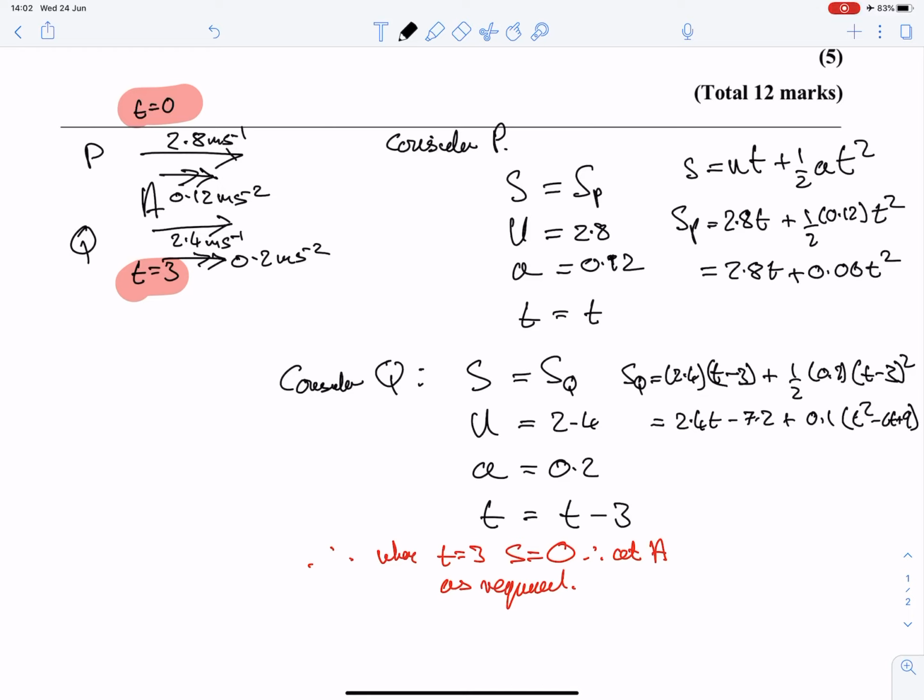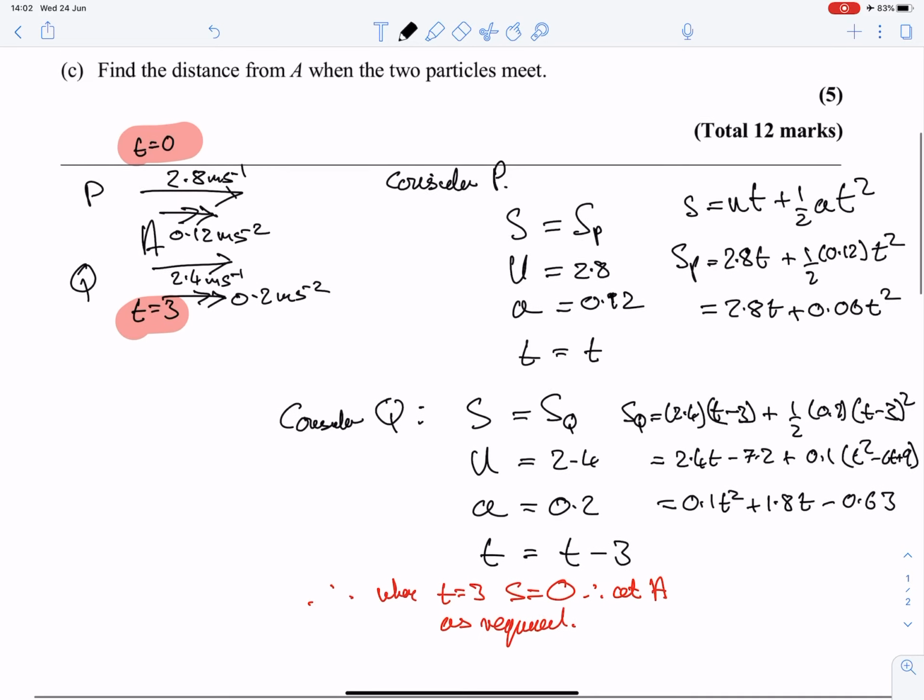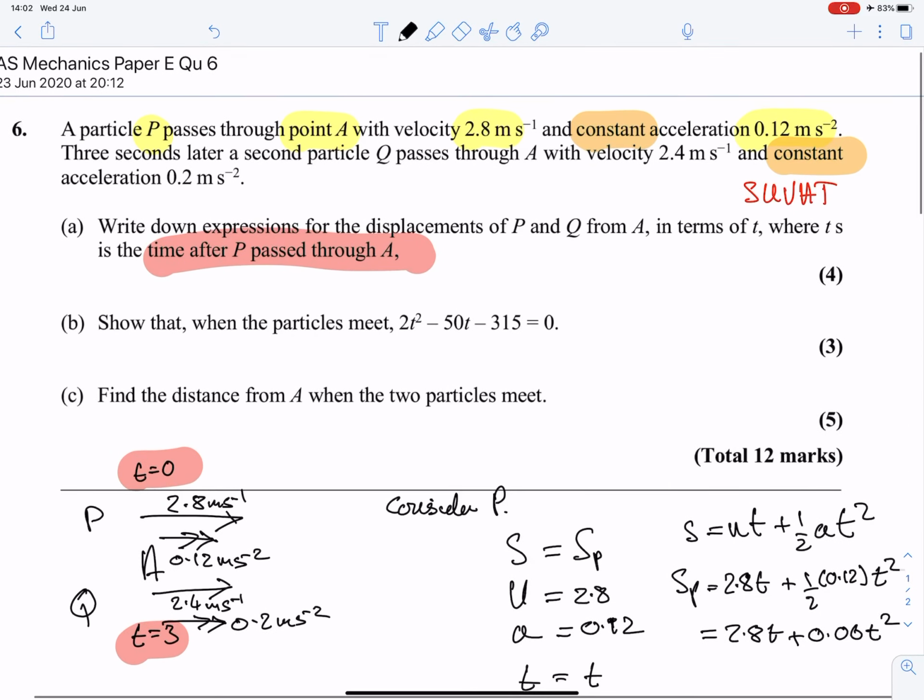And again, we could improve that. So we get 0.1T squared. We've got minus 0.6, so it's going to be plus 1.8T. Negative 7.2 plus 0.9 is negative 0.63. So we've got expressions for P and Q in terms of T, where T is the time after P passed through A.